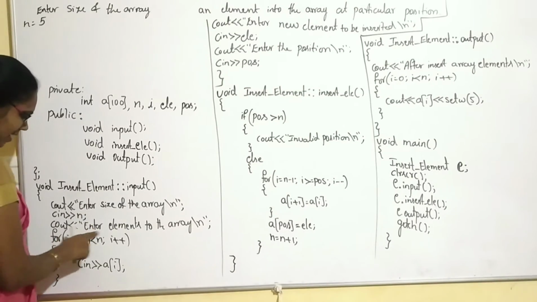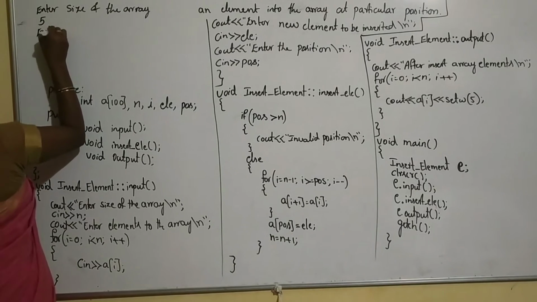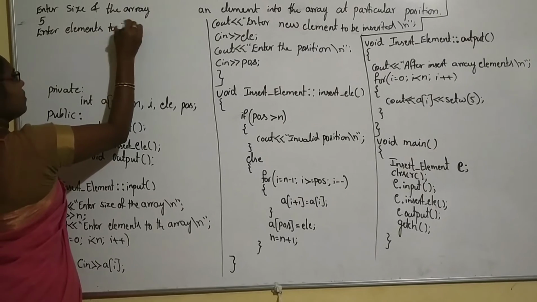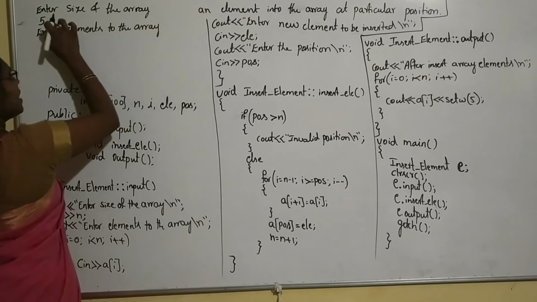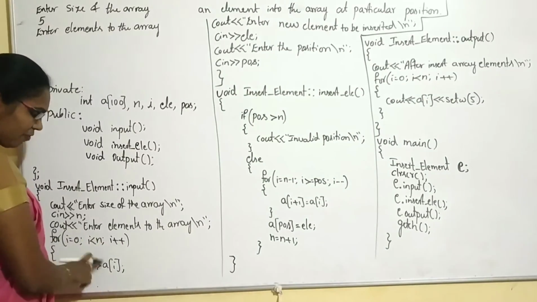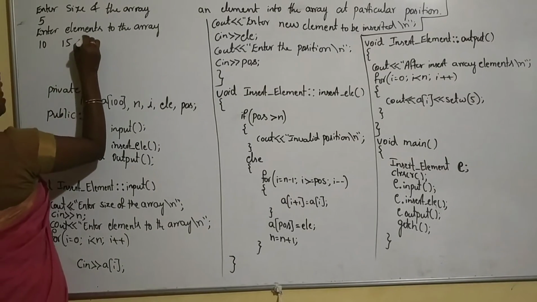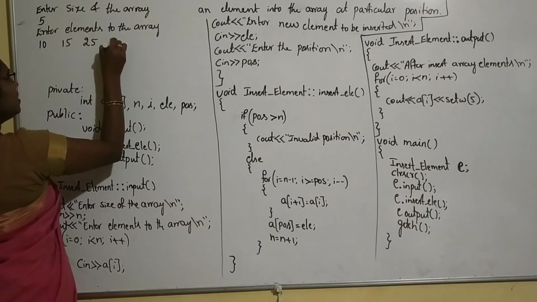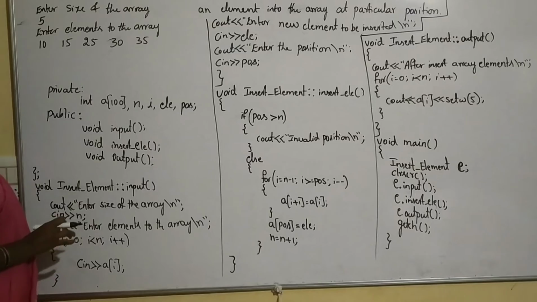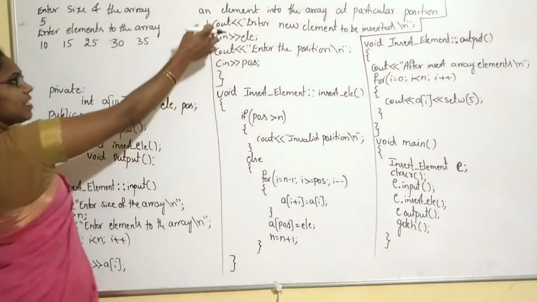Later it will execute the statement enter elements to the array. We entered 5 elements, right? The 5 elements can be read by using a for loop. Here the statement will be repeatedly executed 5 times to read the 5 elements. I will give the elements 10, 15, 25, 30, 35. So after the 5 elements are read, the for loop terminates. After the for loop terminates, it will execute the next statement.